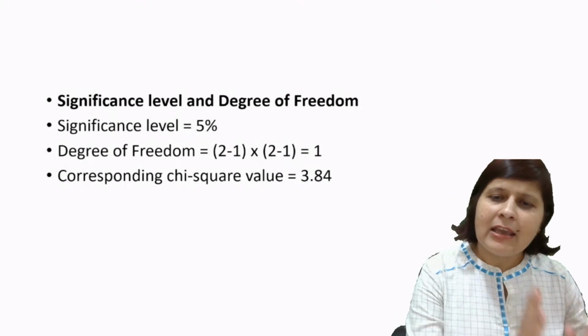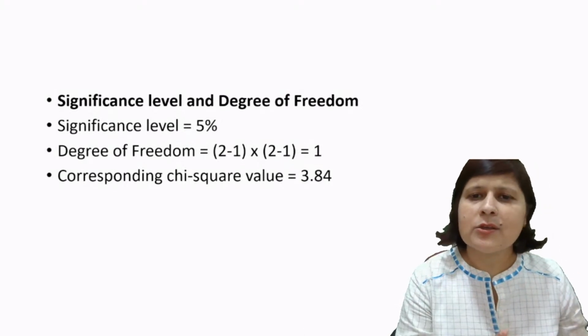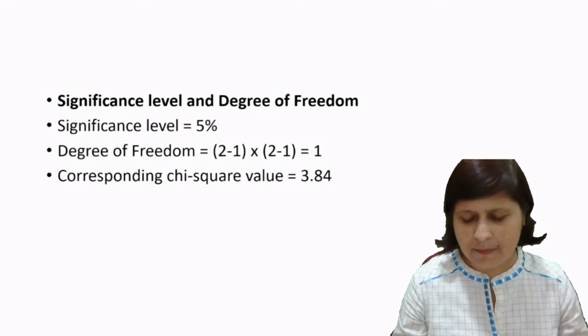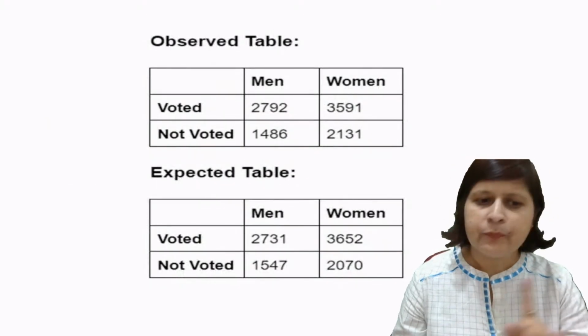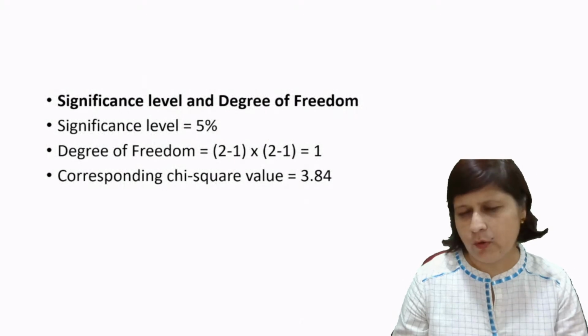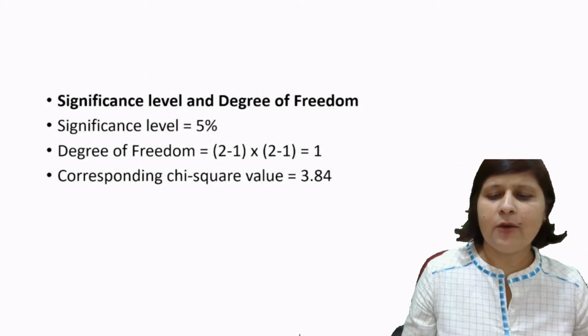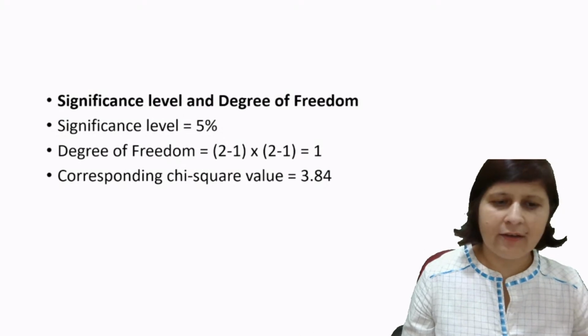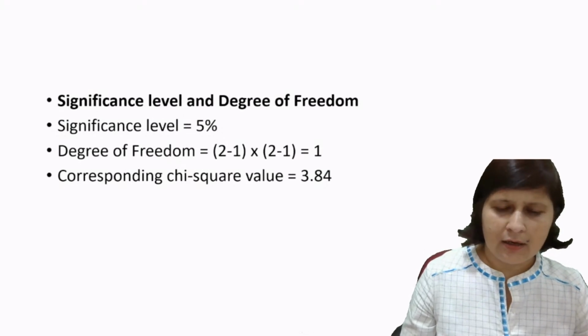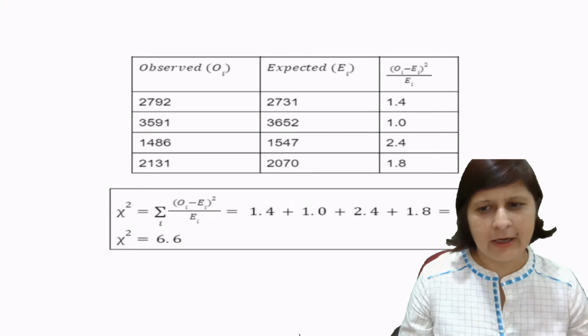That is k minus 1. The k is what? Number of classes. Here the number of classes are 2, men and women, and another is voted or not voted, right? And the corresponding chi-square value is 3.84. The chi-square critical value at 5% significance level is 3.84.